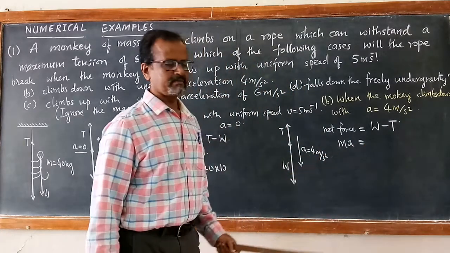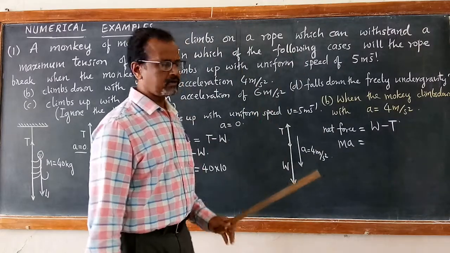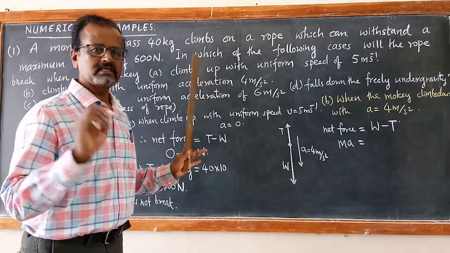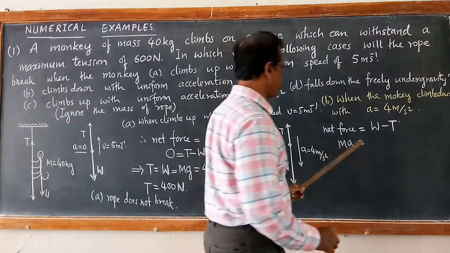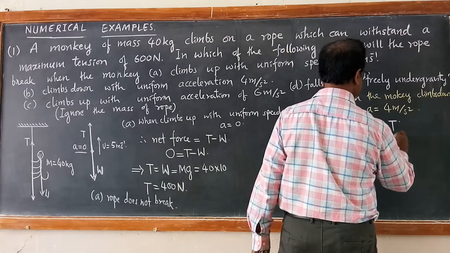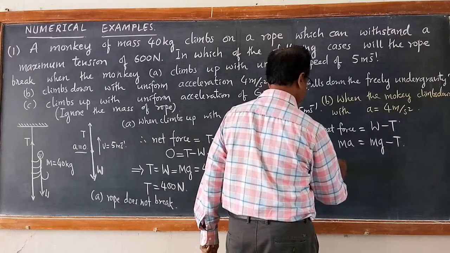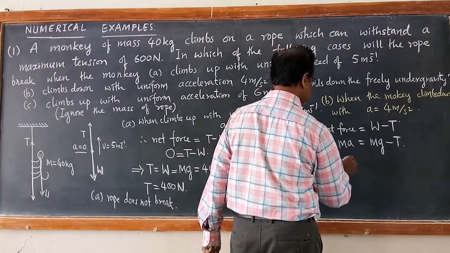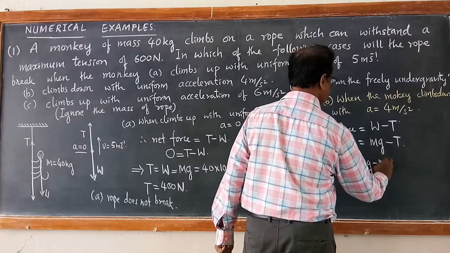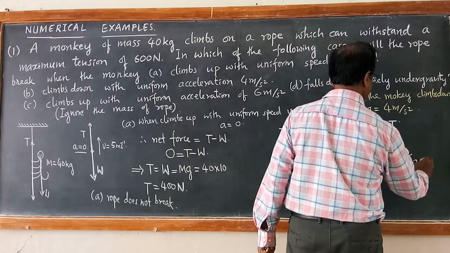where m is the mass of the monkey and a is the acceleration with which it is climbing down. Here it is given, neglect the mass of the rope. Mass of the rope is neglected, ignored. So m into a is equal to W, and W is mg minus T. We need to calculate tension. Therefore, from this equation, tension T equals mg minus ma, that is m into g minus a.